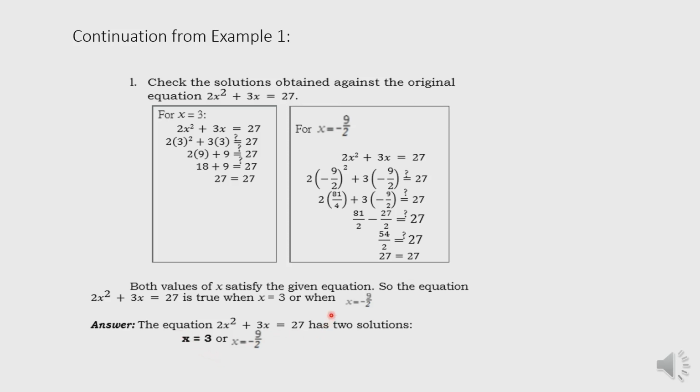So since our equation is quadratic and it is already transposed to standard form, we can solve easily by using the quadratic formula, and therefore we have two solutions for x, which are x is equal to 3 and x is equal to negative 9 over 2. I hope you understand.